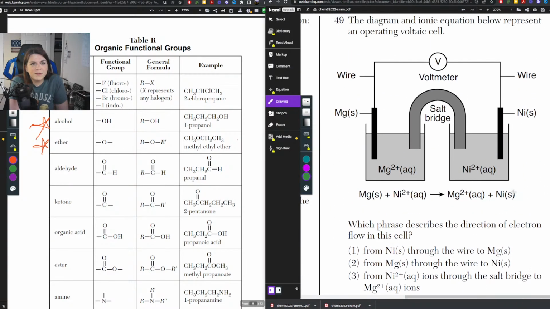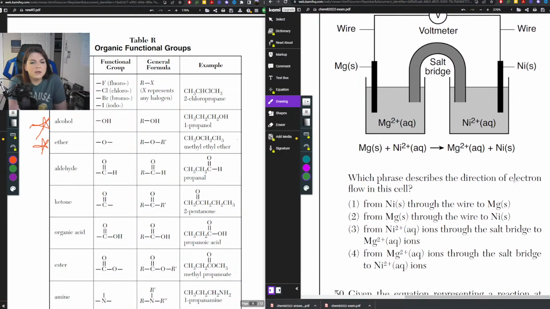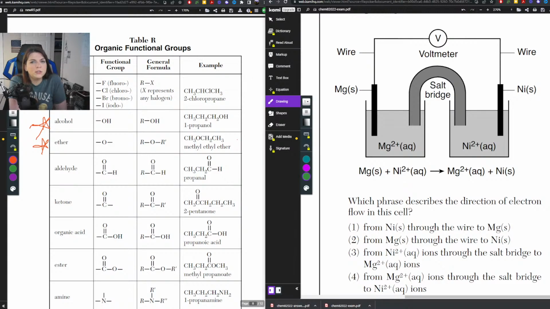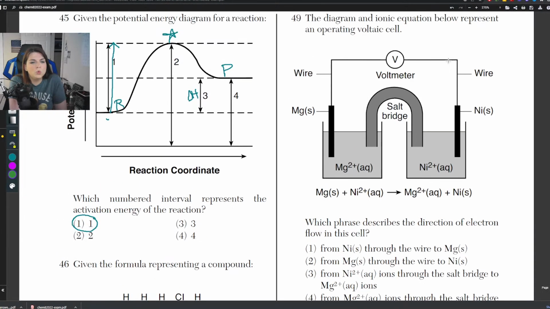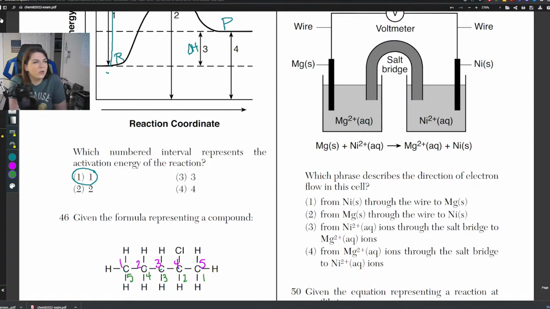Ooh, voltaic cell is my favorite. Call me crazy. The diagram and ionic equation below represent an operating voltaic cell. Which phrase describes the direction of electron flow in this cell? Okay, I love it. In a voltaic cell, they are always, always, always going to move from anode to cathode.